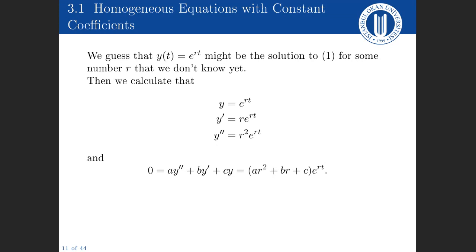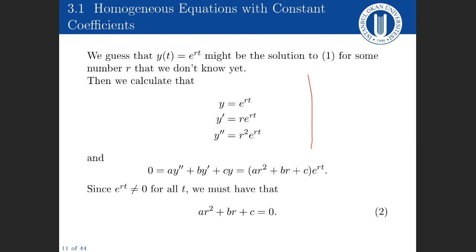Now, e to the rt is never equal to 0. E to the rt looks something like this if r is a positive number. This function is always strictly positive. We can't have e to the rt equal to 0. So for this equation to make sense, ar squared plus br plus c must be equal to 0.